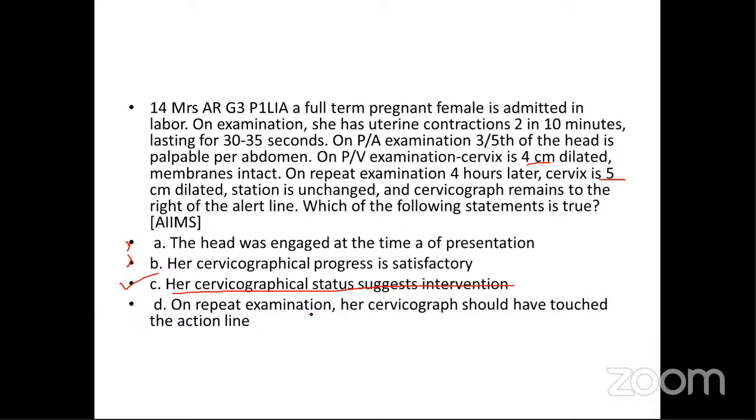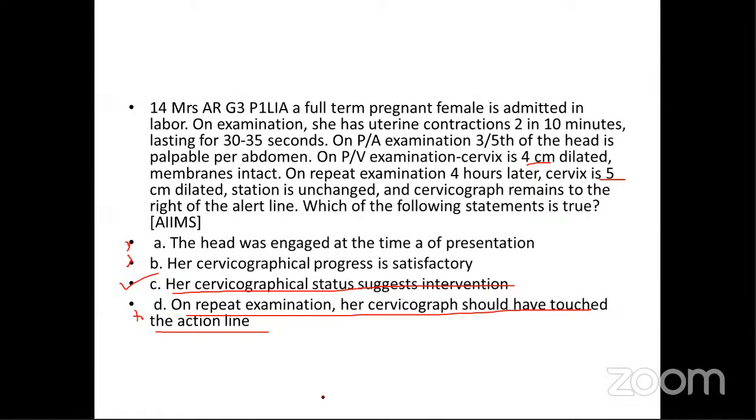Now the last one: on repeat examination, her cervicograph should have touched the action line. Is it a right statement? No, ma'am. Because she's still a long way to go. She's just 5 centimeters and couldn't be touching an action line with just 1 centimeter dilatation of the cervix, right? So this also is a wrong statement. So the correct answer is that her cervicographic status needs some intervention.